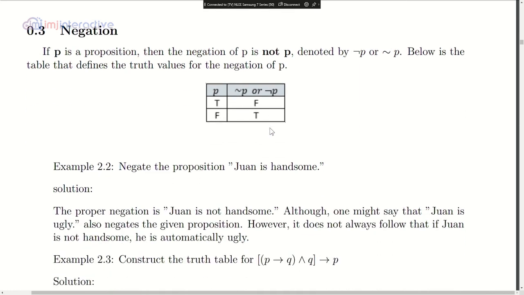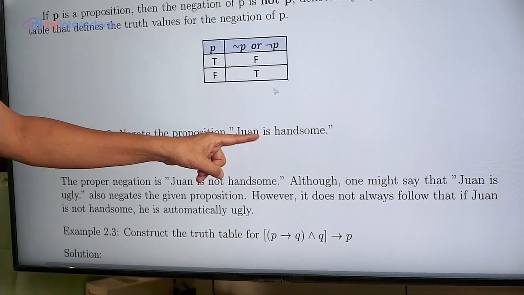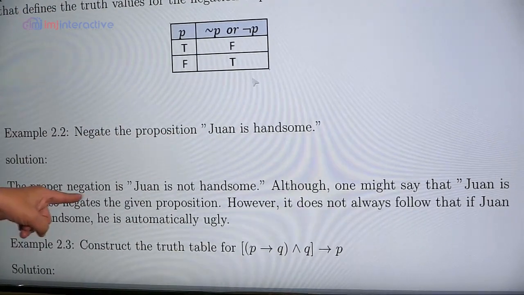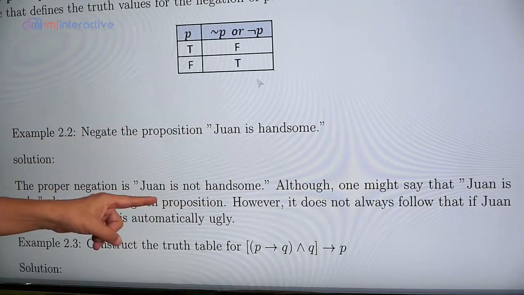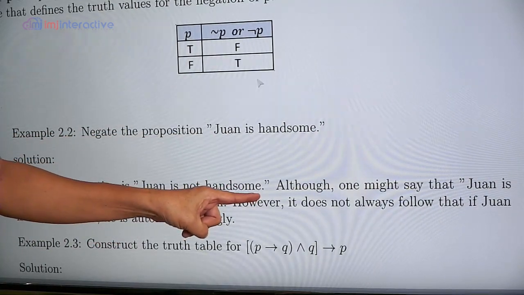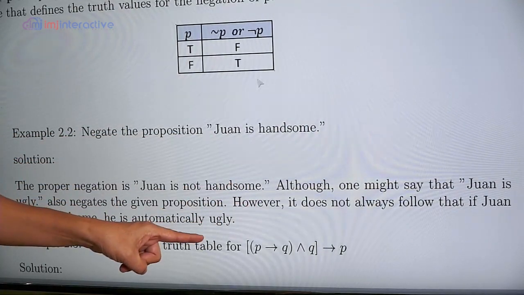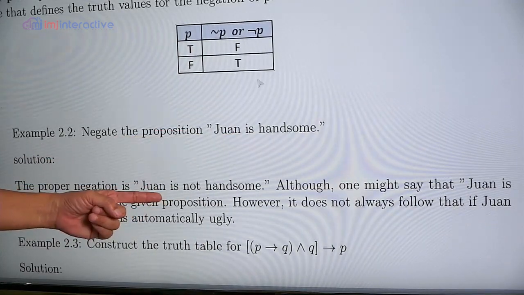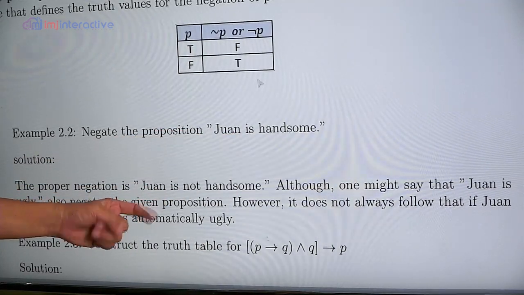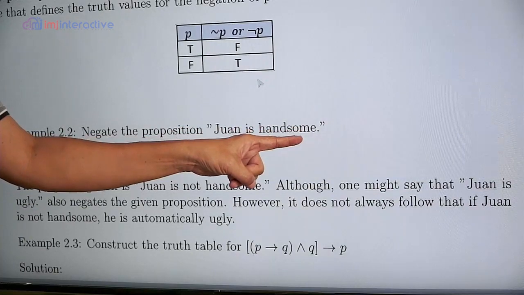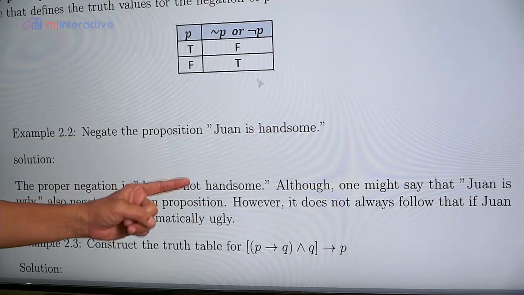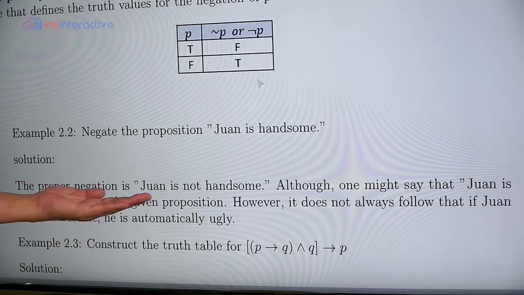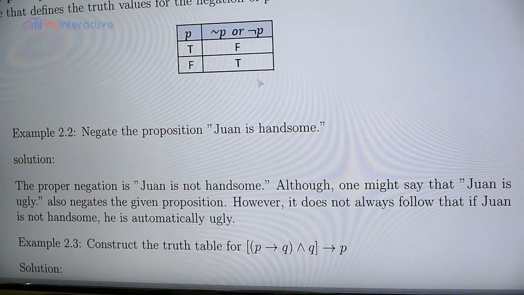One is handsome. If this is true, then its negation, let's say this is the proper negation, the proper negation of one is handsome is one is not handsome. That's the proper negation. So if this is true, this one should be false. Now, if one is handsome is false, then one is not handsome must be true.